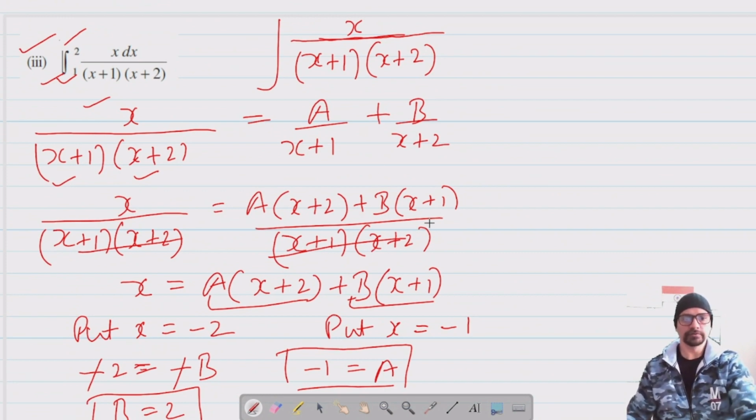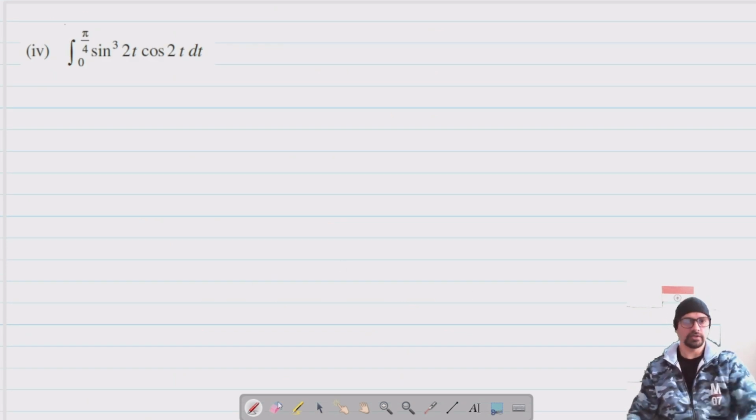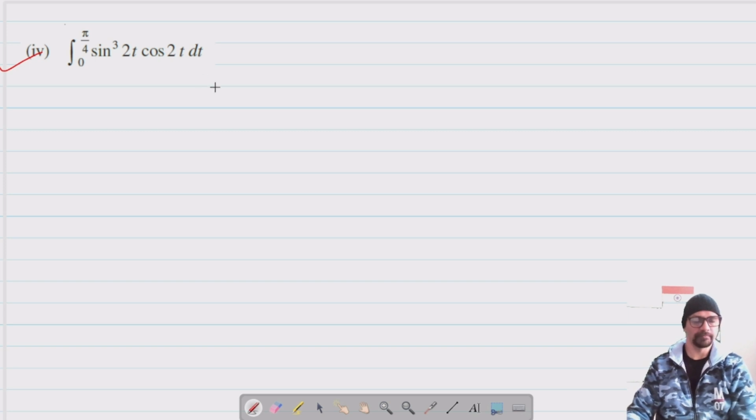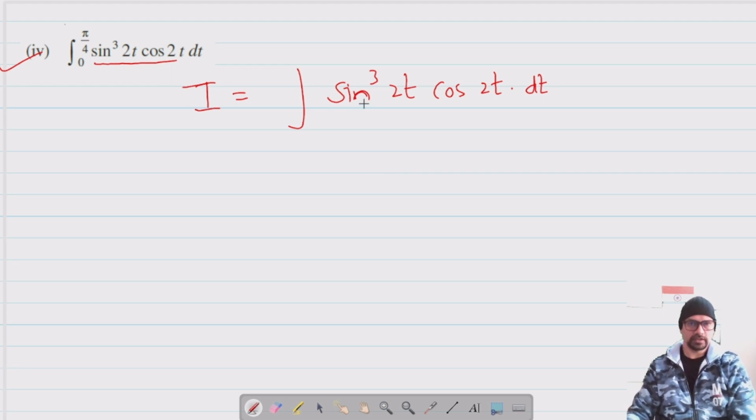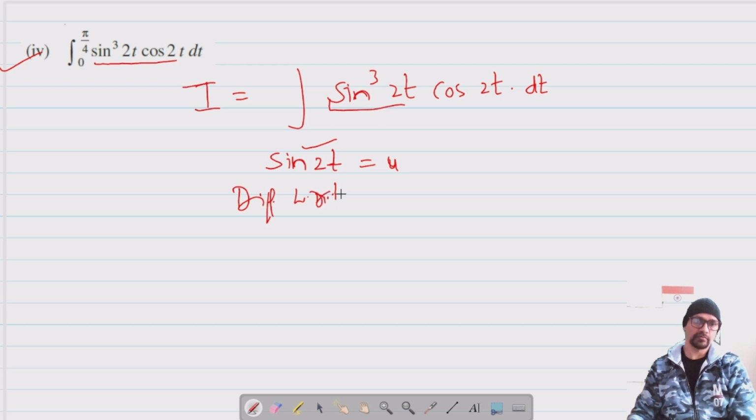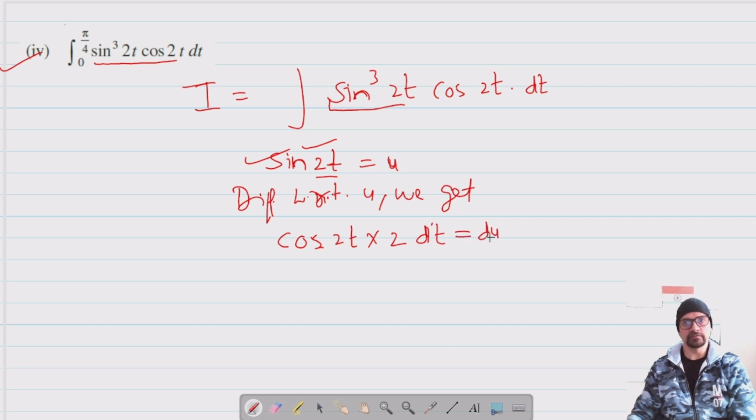And let us try one more. Let's also try to evaluate this using the second fundamental theorem of calculus. Let's first integrate this. So our integral is the integration of sine cubed 2t into cos 2t dt. Let's substitute sine 2t as u. Our function is in terms of variable t. So sine 2t is u, and differentiating, the differentiation of sine is cos 2t, and 2t has to be differentiated once again, so it's 2 into cos 2t, and its dt is equal to du.